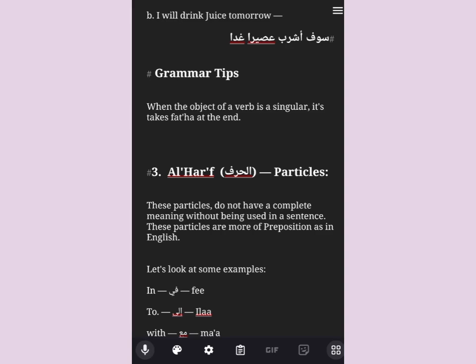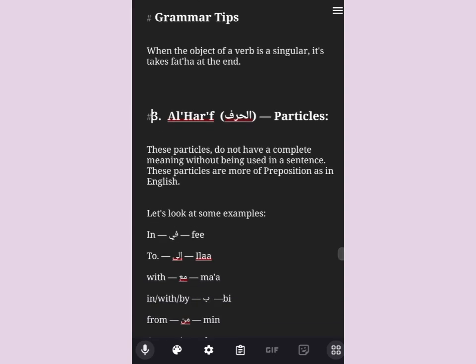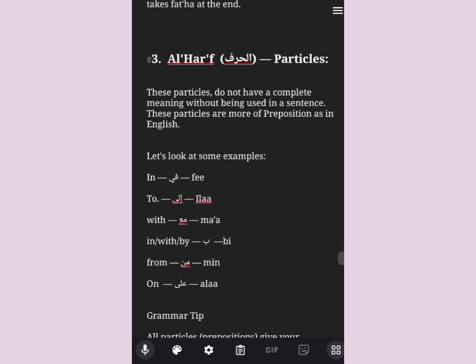Now let's take a look at some of them. For example, when we say fi, which means in. In what? When you say "in," what meaning does it give you? It doesn't make complete sense. You have to use it with another word. So, in, fi; to, ila; with, ma; in, or with, or by, could mean bi.